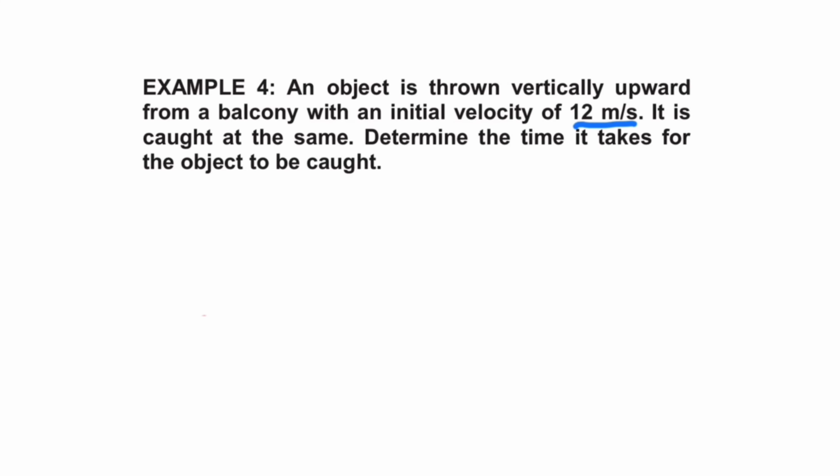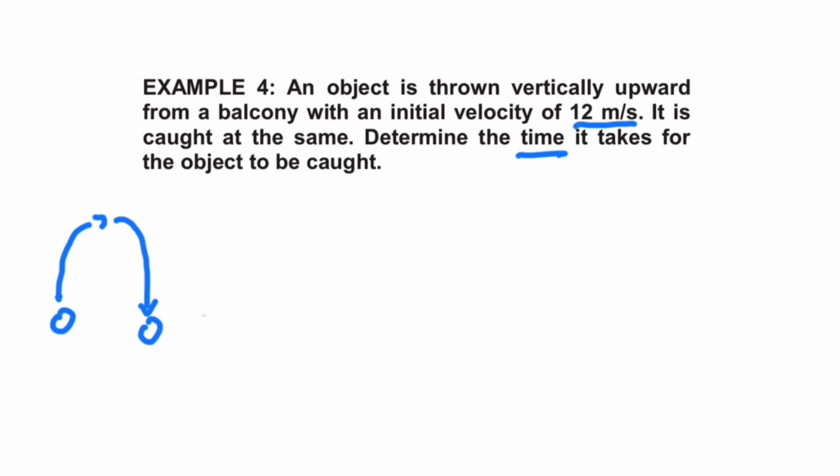per second. It is caught at the same height. Determine the time it takes for the object to be caught. So let's make sense of this situation. We have an object that is being thrown up from a balcony to some maximum height, and then on its way down, it is caught at the same height it was thrown at. So its displacement is equal to 0 meters. Okay, we can deduce that.